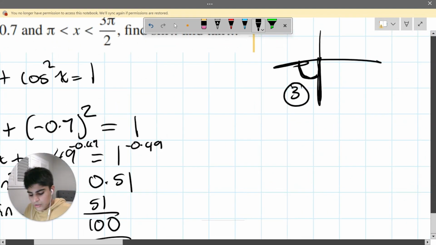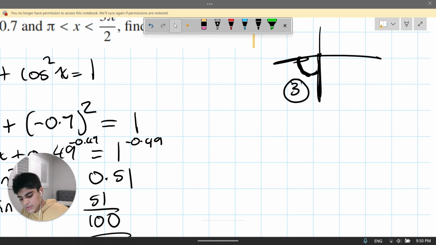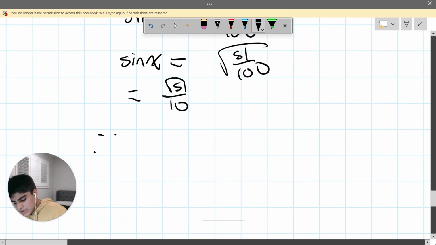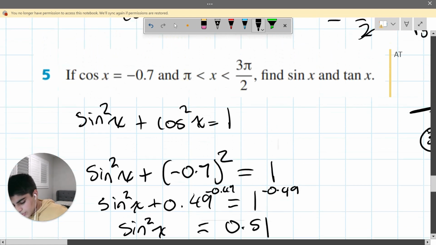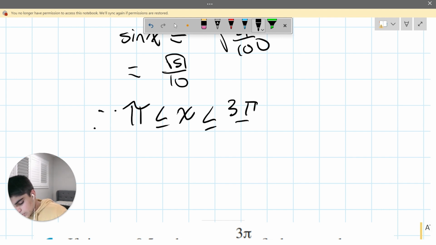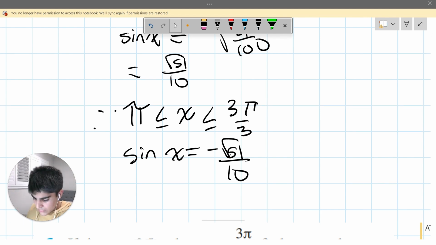Because this angle we're looking for is in the third quadrant, sine is negative. Sine is negative in the third quadrant. Let's rewrite this: x is between pi and 3 pi on 2, so sine x equals negative root 51 on 10.